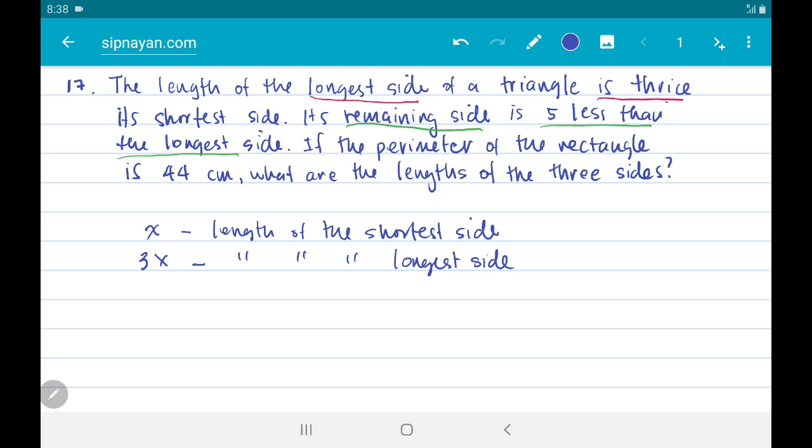Tapos yung remaining side, yung third side niya is 5 less than the longest side. So, ito yung longest side natin, yung 3x. Ibig sabihin, 3x minus 5. Yun yung ating remaining side, the third side. Length of the remaining side.